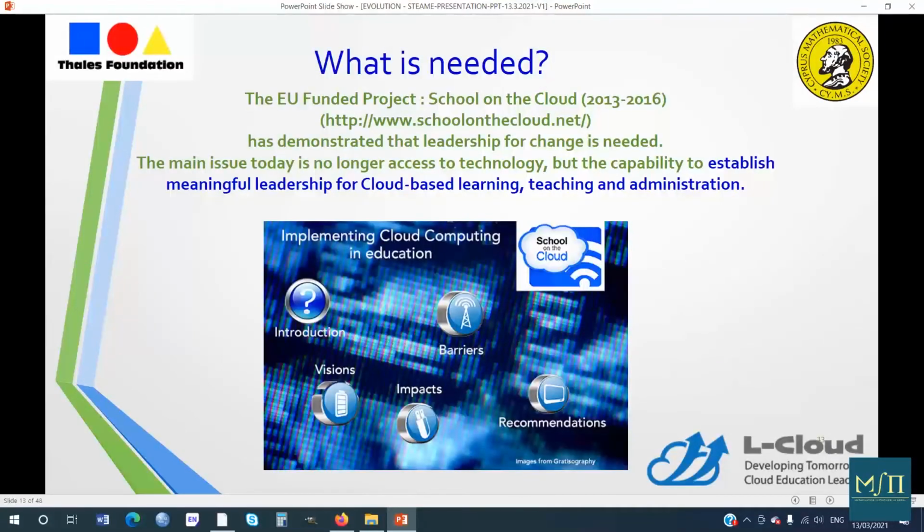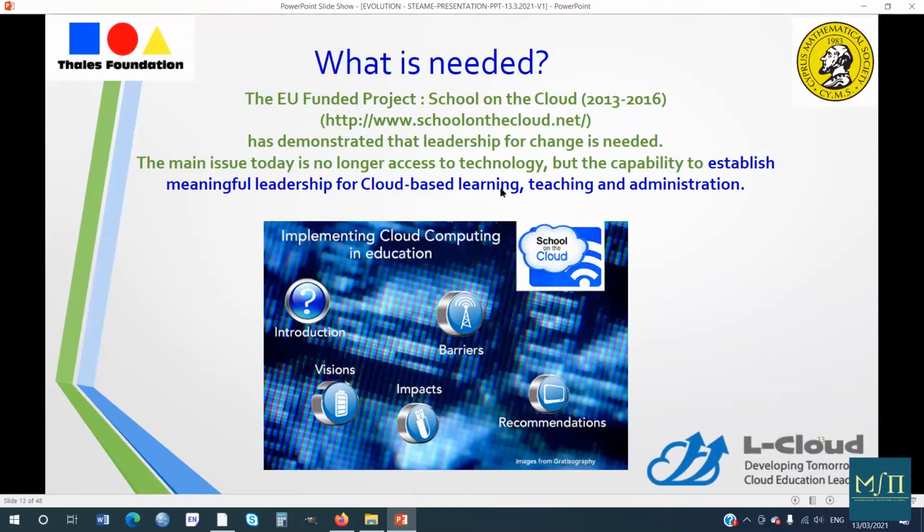A few years ago, finished in 2016, we had another project. It was called School on the Cloud. I guess you know what cloud is. Cloud is an environment where we find access to free, in most cases, software and applications. For example, Google is a cloud tool, right? And one of the results of this project, one of the many results, is that we need to establish meaningful leadership for cloud-based learning, teaching, and administration.